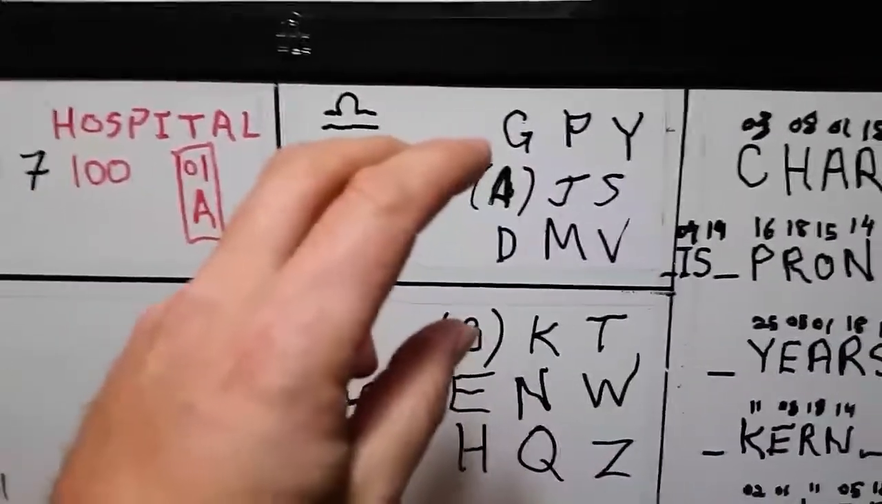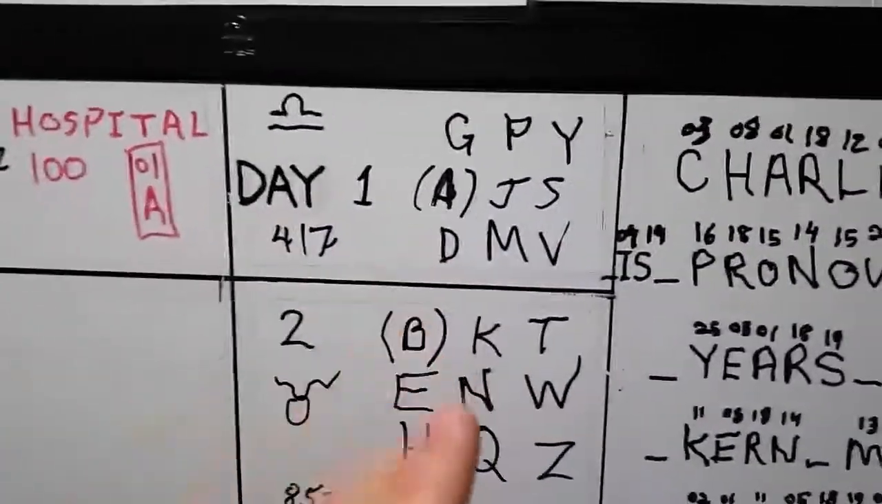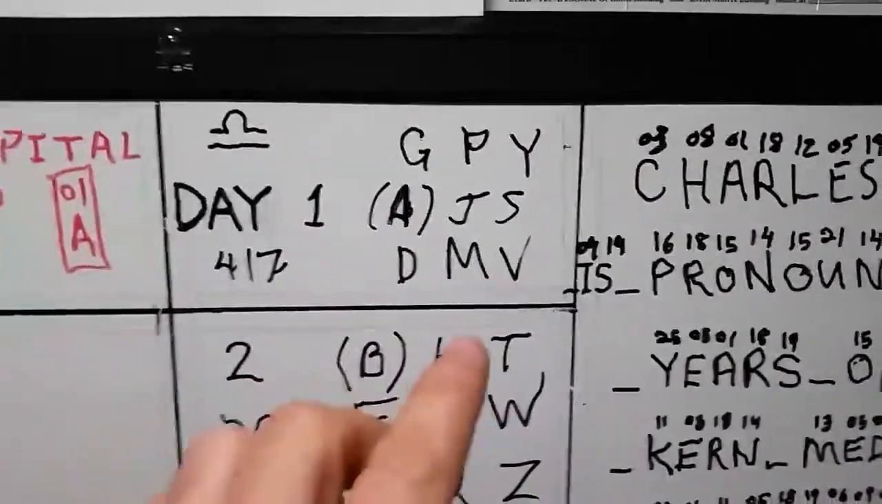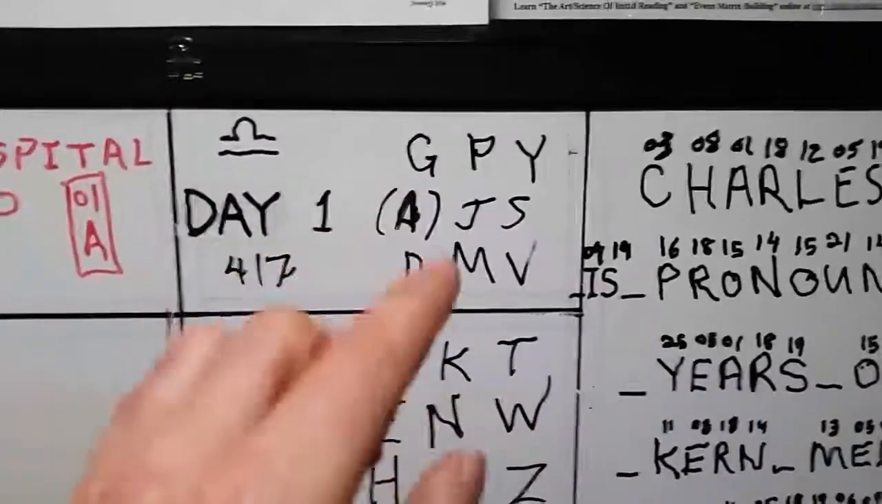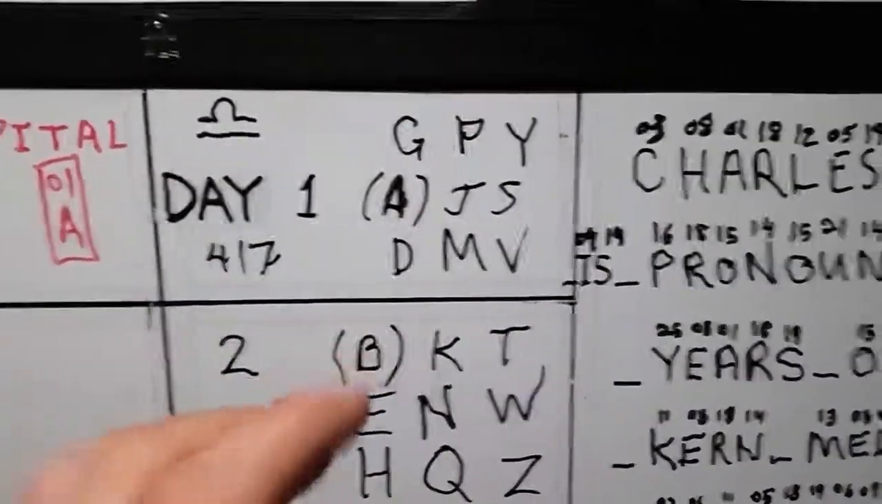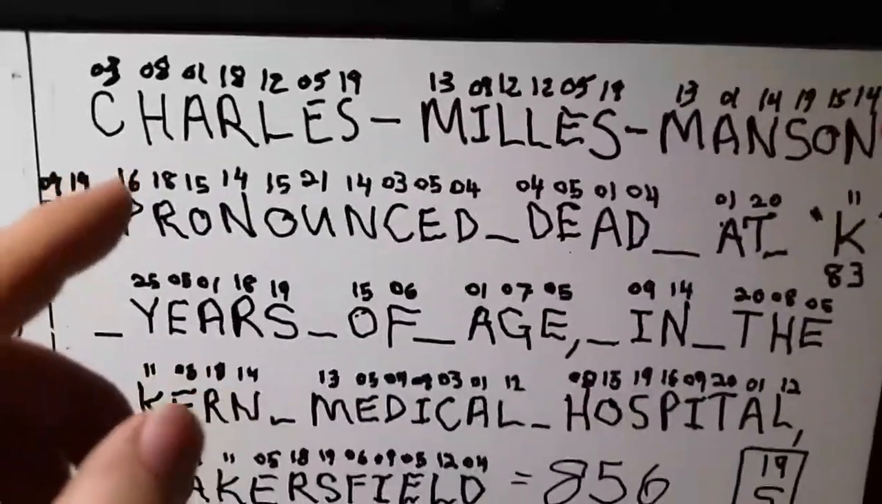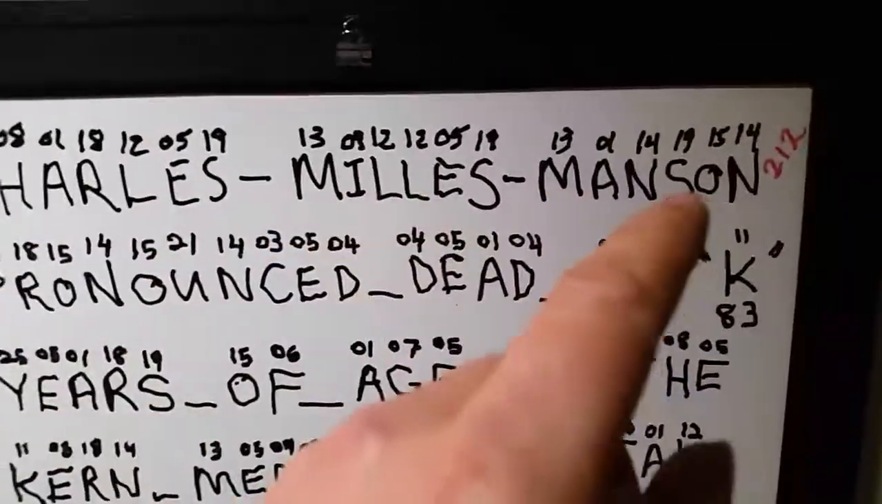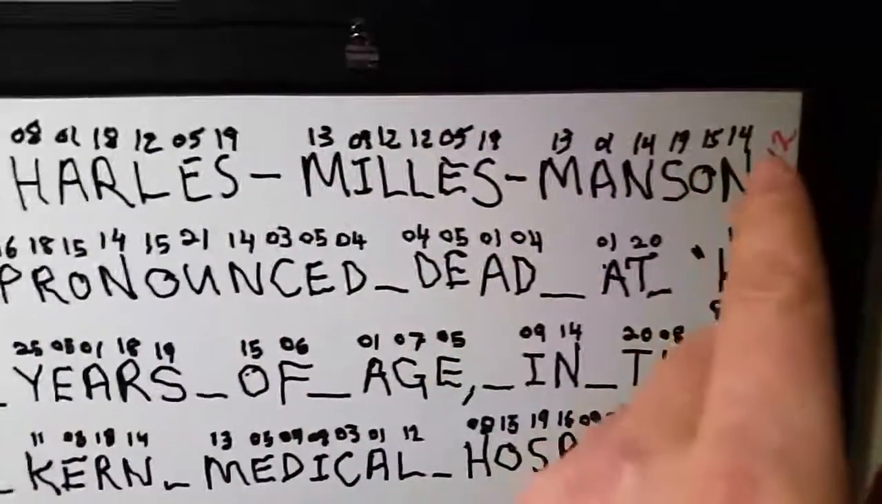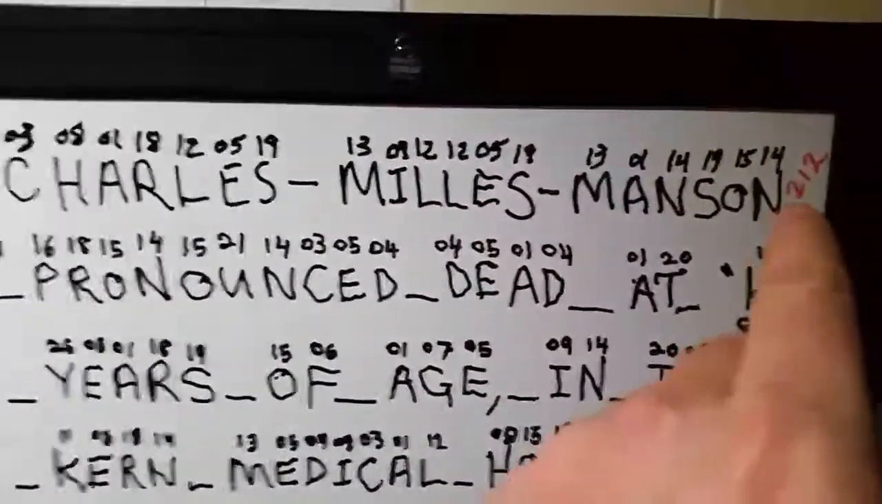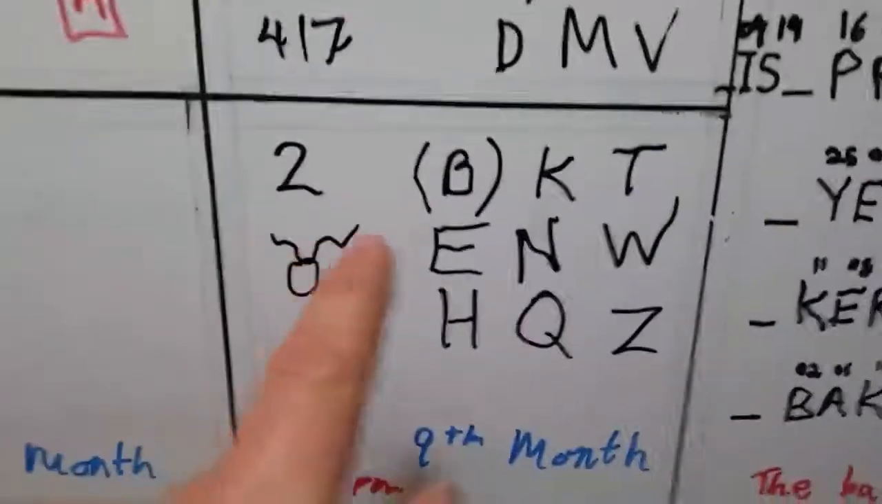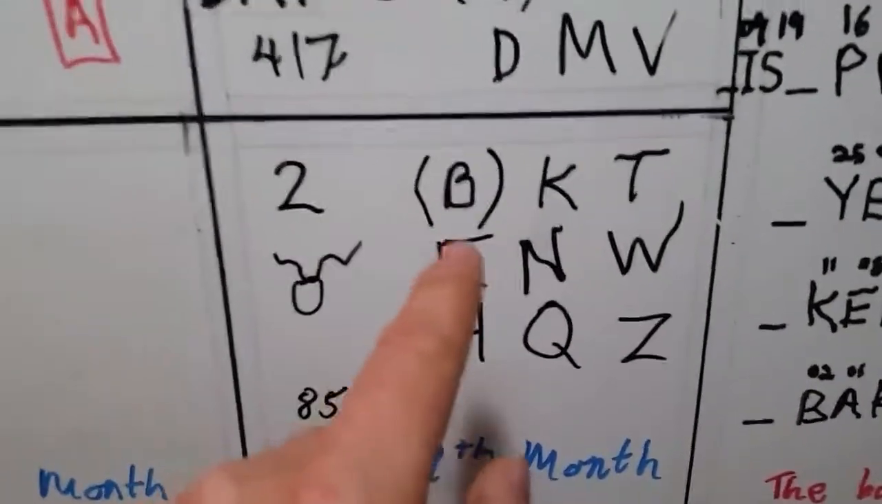You see how these show meaty connections here. Okay? Now, we've got Kern Medical Hospital, a dead body, and what body? When we read over here, Charles Mills Manson, we add that up, we get 212. 2 plus 1 plus 2 is 5. That's E, right? So that's his full name.